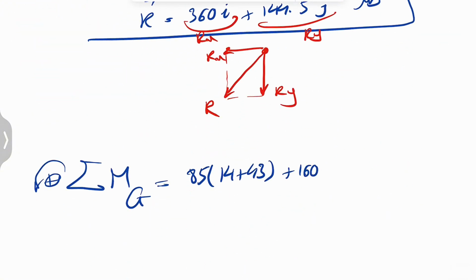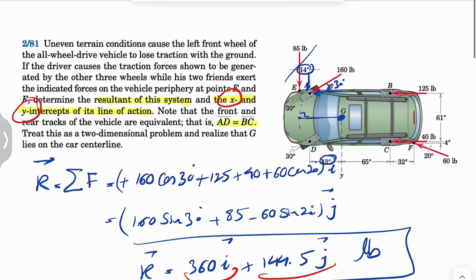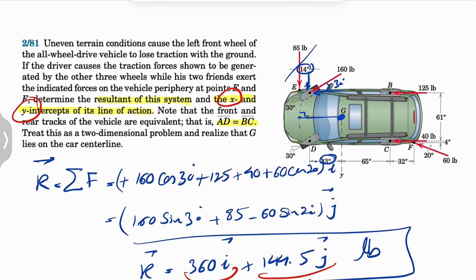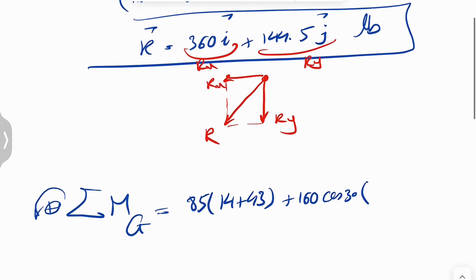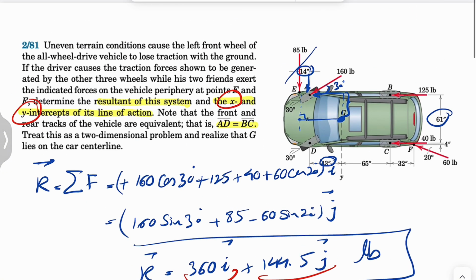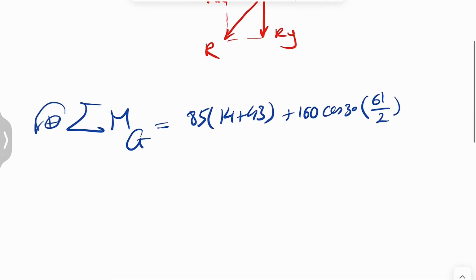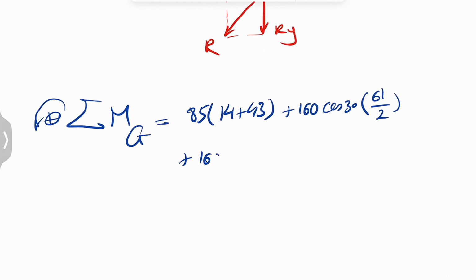We figured it's 160 cosine of 30 degrees. And the distance that we have in here is the vertical distance to the line of action, which is basically half of the 61. So 61 divided by 2. We have the moment of the y component of the 160. This one's counterclockwise, so positive again, plus 160 sine of 30 degrees.